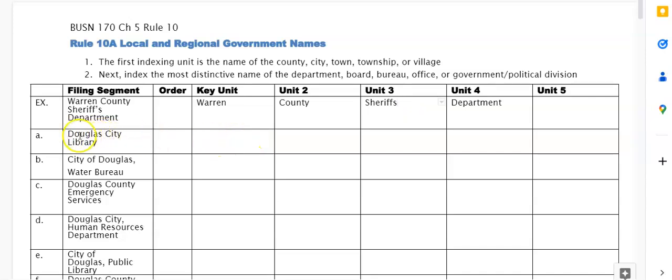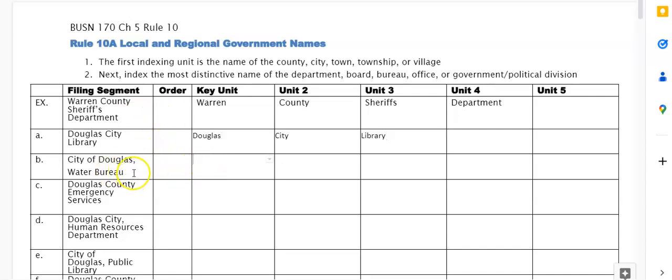For the next one, we have Douglas City Library. The name of my city is Douglas, which will be my key unit. City is unit 2, Library is unit 3.